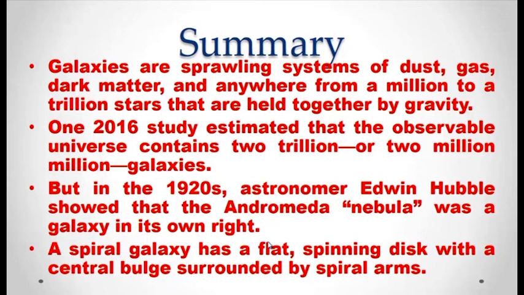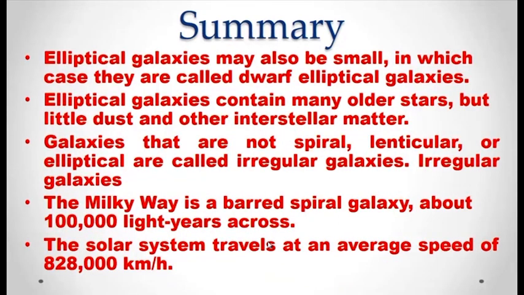A spiral galaxy has a flat spinning disk with a central bulge surrounded by spiral arms. Elliptical galaxies may also be small, in which case they are called dwarf elliptical galaxies. Elliptical galaxies contain many older stars, but lack dust and other interstellar matter. Galaxies that are not spiral, lenticular or elliptical are called irregular galaxies. Irregular galaxies are classified into two.